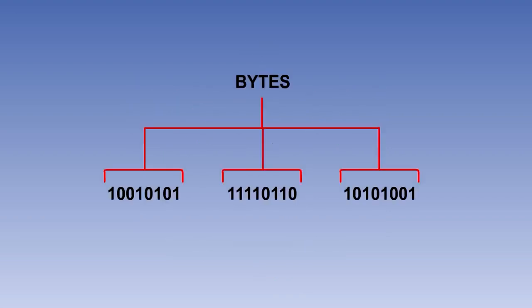A number of bits handled as a group are referred to as a byte. A byte typically contains 8 bits, but in some systems this number may be different.